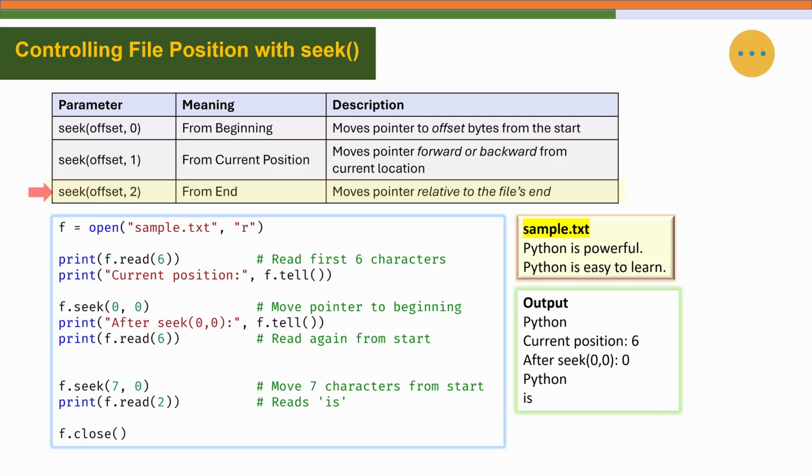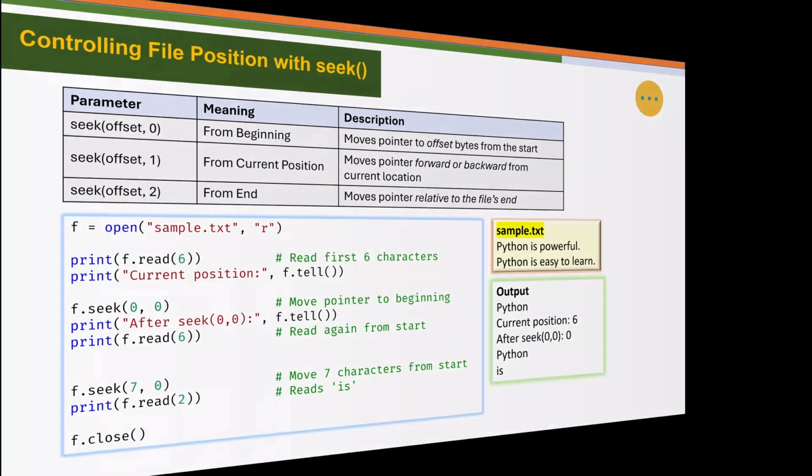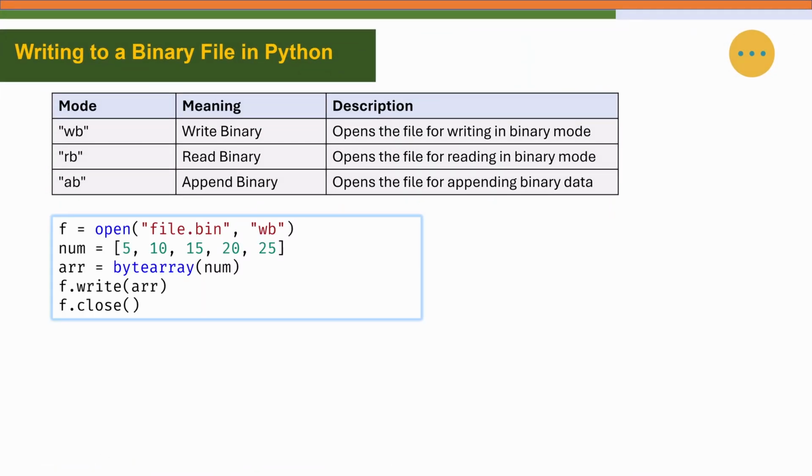In text mode, seek only works reliably with positions returned by tell because of text encoding. Up till now, we have been working with text files where Python reads and writes human readable strings like words and numbers in plain text form. But what if we want to work with raw binary data? For example, when saving images, videos or serialized numeric data.